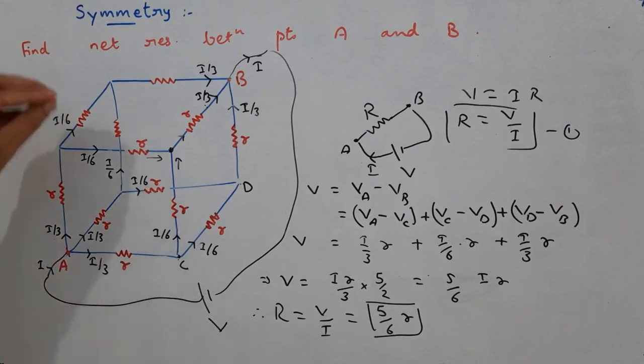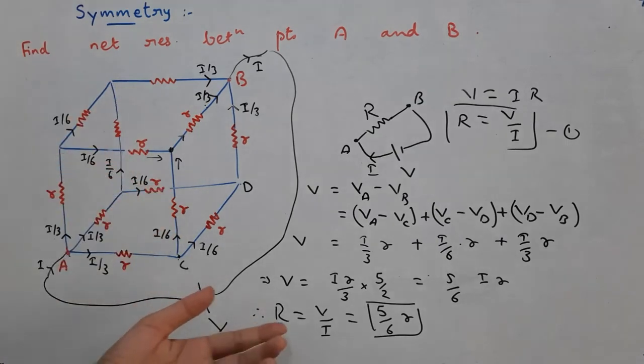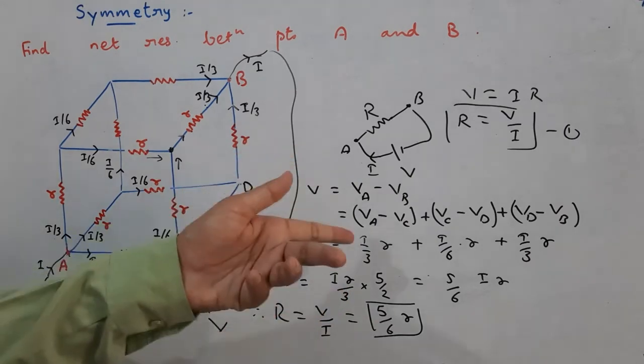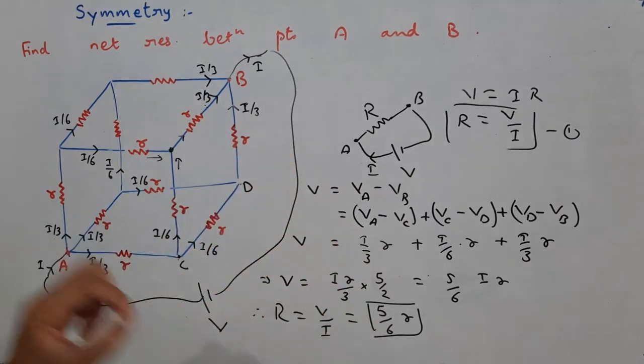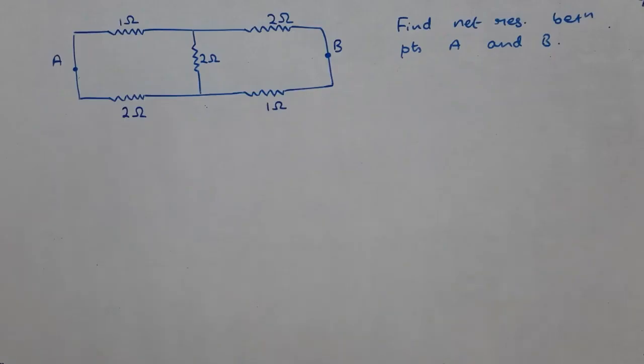Here we have invoked the concept of symmetry, and it's not difficult. See here, only one formula we are using, that V is equal to IR, which you know according to Ohm's law. And we have used another concept of symmetry, that if we have identical paths, then the current will be distributed equally in those paths. Is it clear, students? Okay, let's do one more question. Let's see another question based on symmetry that can be solved. This question might look very simple to you, students, but it is not.